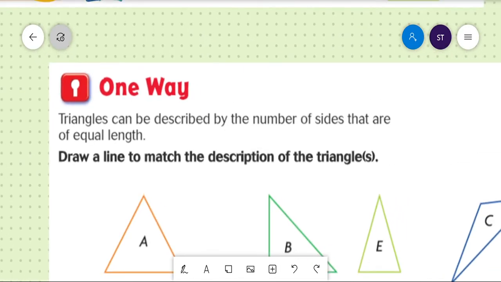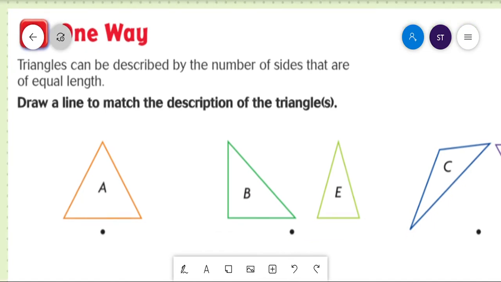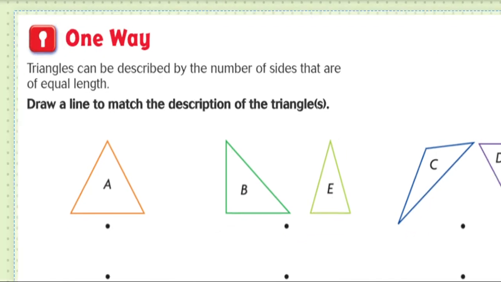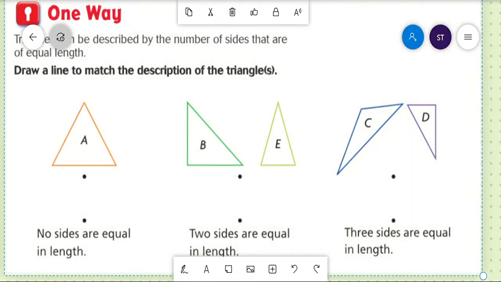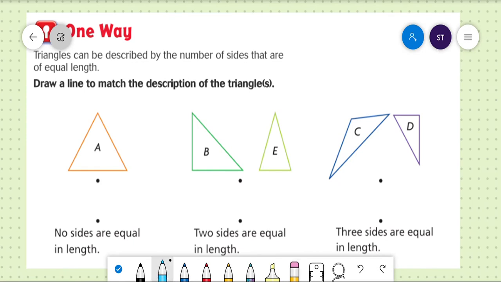So in this activity, we're going to be drawing lines to match the description of the triangles. All right. First it says here, we're going to be looking for triangles that have no sides equal.